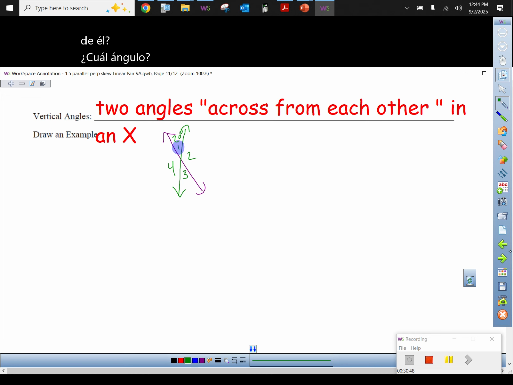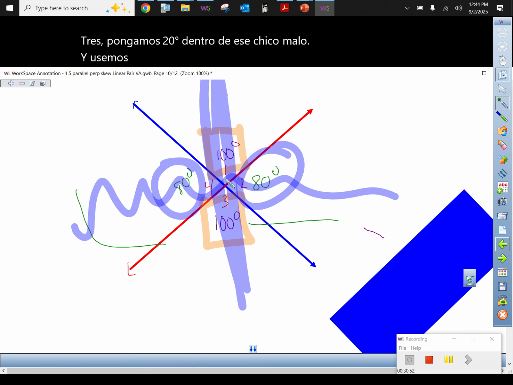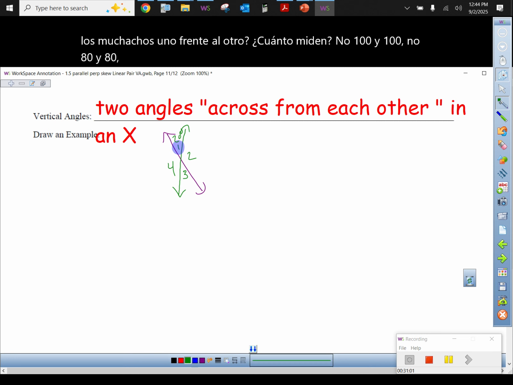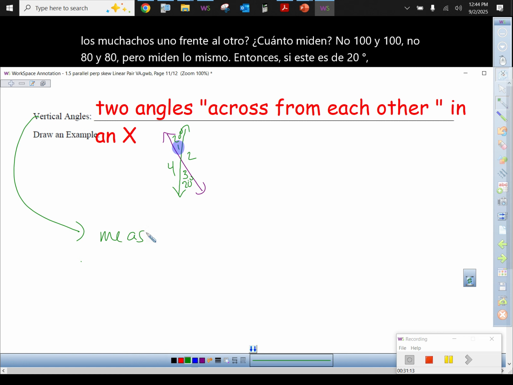And let's use what we did a second ago back here. What did you notice about the guys across from each other? How much do they measure? Not 100 and 100, not 80 and 80, but they measure the same. So if this one's 20 degrees, how much does this one have to be right here? 20 degrees. Are you cool with that? Vertical angles, put an arrow down here, they always measure the same. That's called the vertical angle theorem, which we will use a lot this year, but we'll get used to that next chapter.